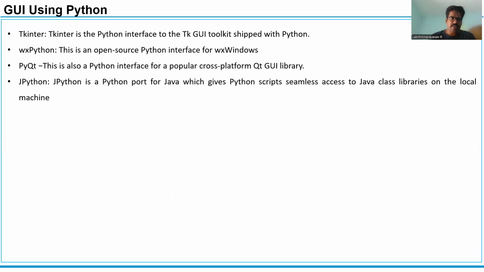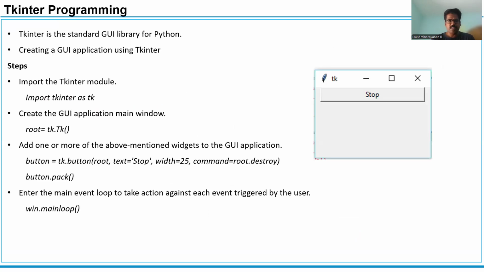We can use Tkinter to develop an application, whatever is required for the program. Using wxPython, an open source Python interface for Windows, is another option. PyQt is also a cross-platform GUI library, and Jython can be used for Java library files. Now, Tkinter programs look like this. It is a very simple program.